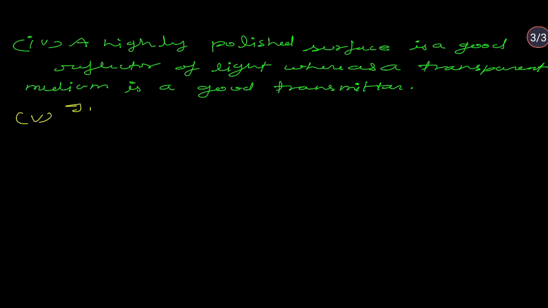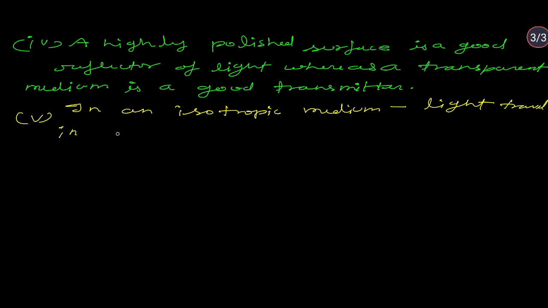In an isotropic medium, meaning there is no disturbance between the light waves, light travels in a straight line. So those are the characteristics of light. There are 5 characteristics, and others we write about the characteristics of light like this.